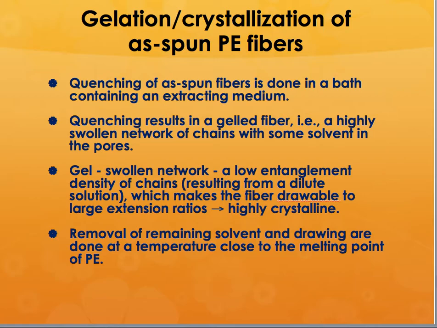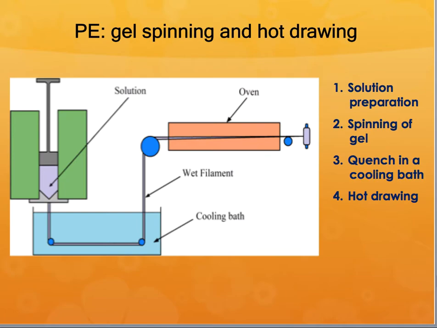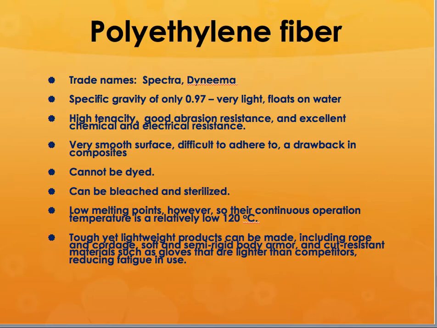As it is coming out, you then remove the remaining solvent, and it is drawn at a temperature close to the melting point of polyethylene, which is approximately 120 degrees centigrade. Then you can also pull it at a slightly elevated temperature so that you get uniform diameters and things like that. Polyethylene fibers are obtained under trade names of Spectra and Dyneema. Spectra used to be made by Allied Signal in Phoenix. I think there could be other places. And Dyneema is the European equivalent of polyethylene. It is made by a company called DSM Somos.